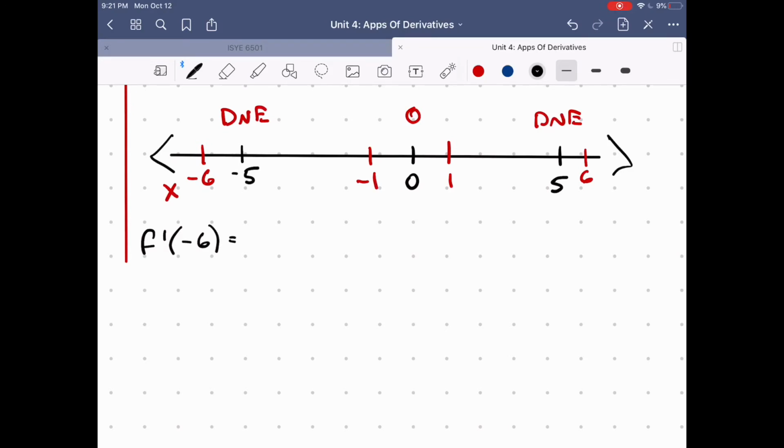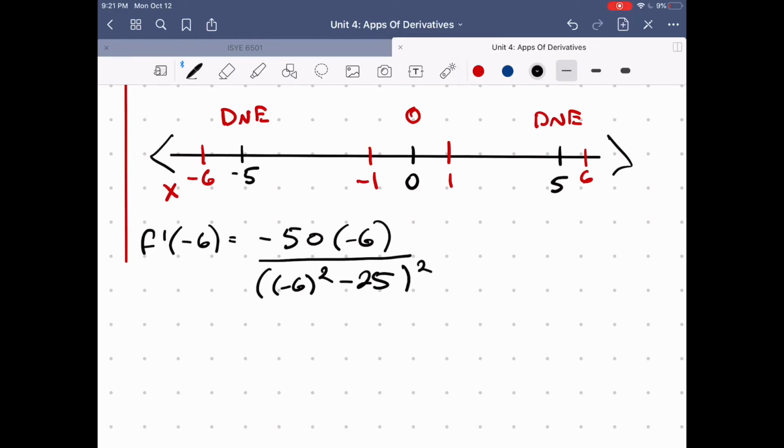So I'll do f prime of negative 6. That would give me negative 50 times negative 6 over negative 6 squared minus 25 quantity squared. So that numerator, negative 50 times negative 6 is 300. And you know what? The denominator, we really don't even have to solve that out, because we know that that whole denominator is being squared.